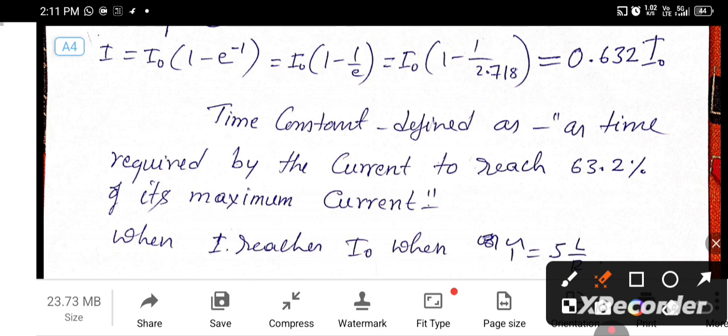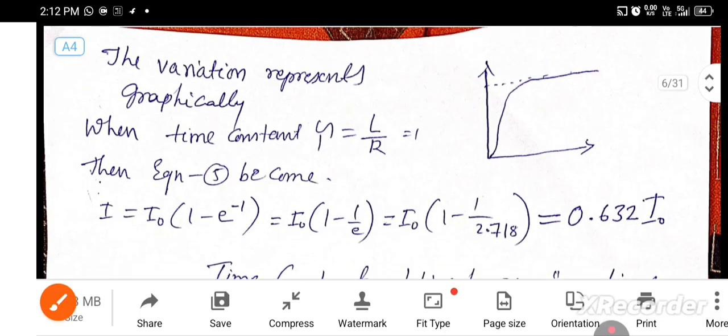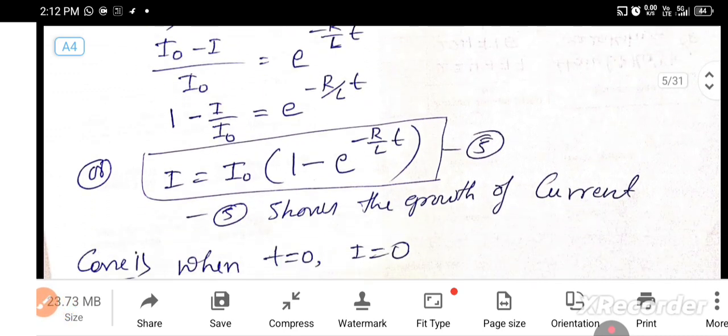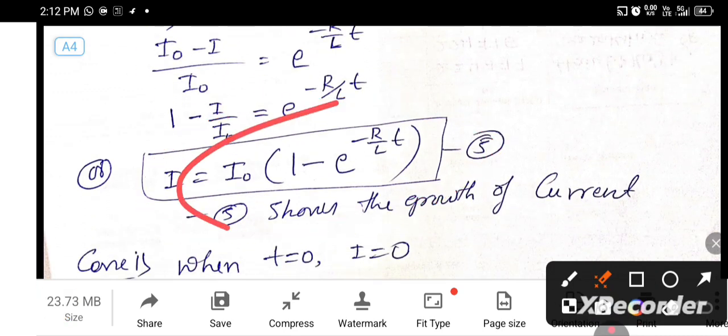This is the expression for current in the LR circuit. And L by R is called tau, the inverse of R by L. This is all about the growth of current in the LR circuit.